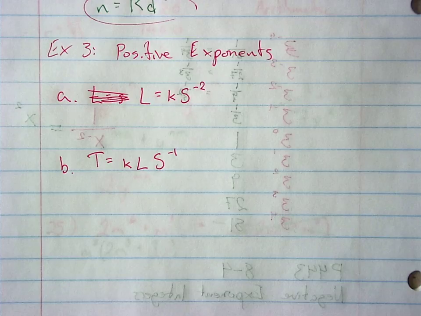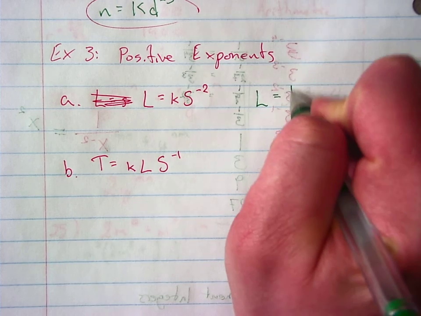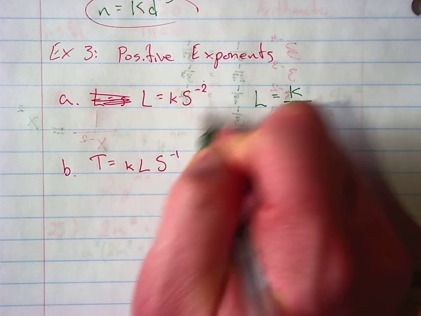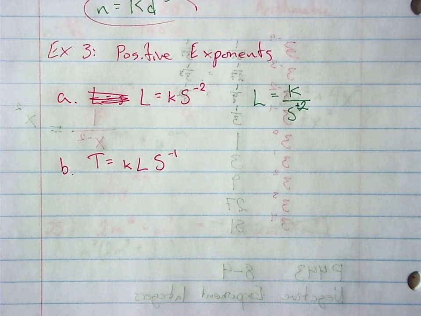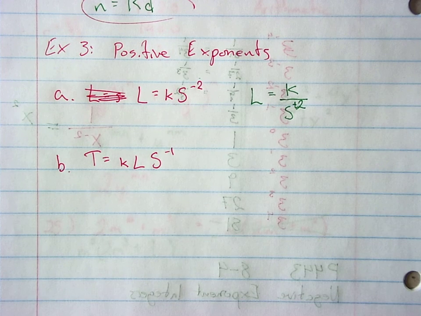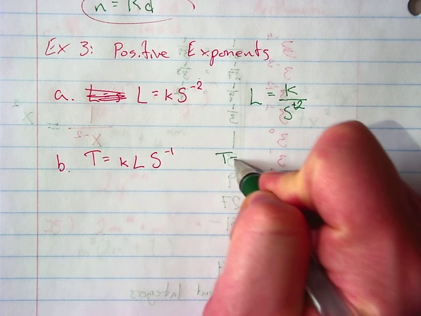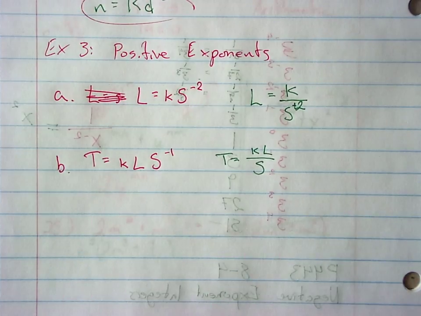All right? So the L and the K are fine. How do we move that? We move it to the denominator, and it's now a positive 2. Really shouldn't have even written the plus sign. It's not negative 2 anymore, it's positive. We changed where it went. Same thing here. T is equal to KL over S. S is now a positive 1. It's boring to write the positive 1, so we just dropped it.